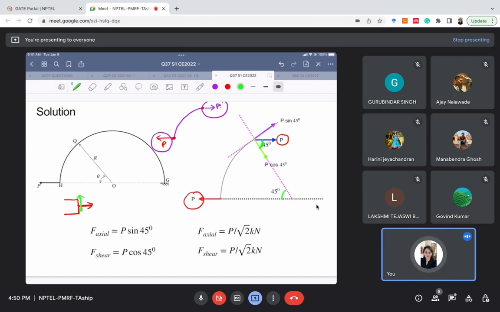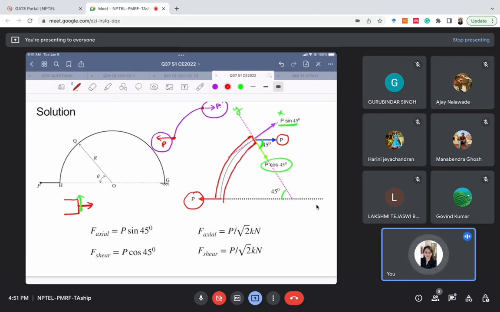So we will take the component of P in horizontal and vertical direction. When we take the component in x direction, it will be P sine 45 degree. When we take the component in y direction, it will be P cos 45 degree. So I'll draw a bigger section maybe. So this is the cross section of the bar.